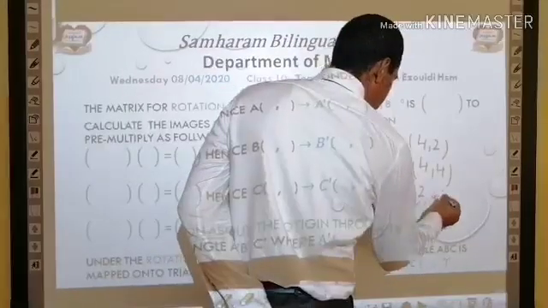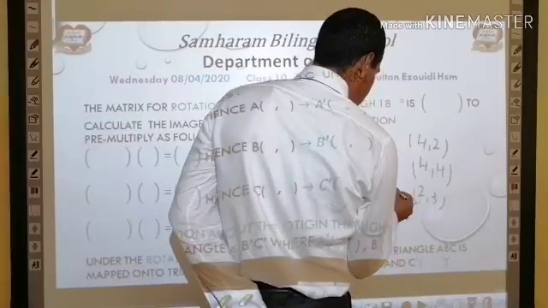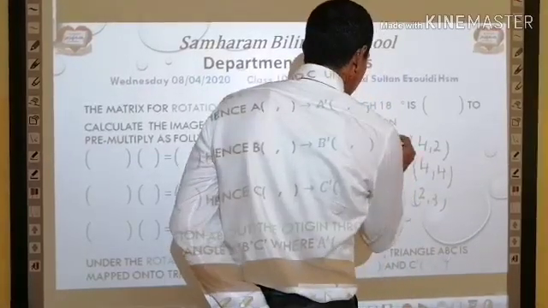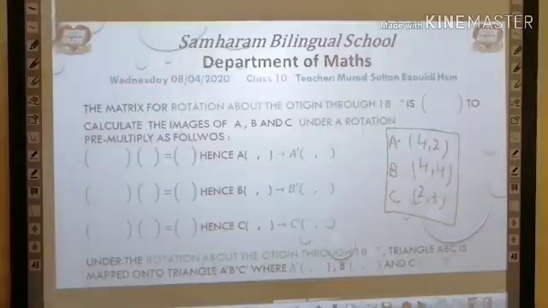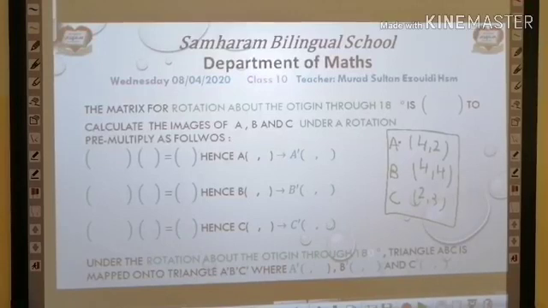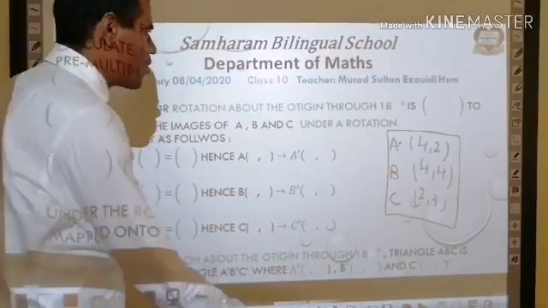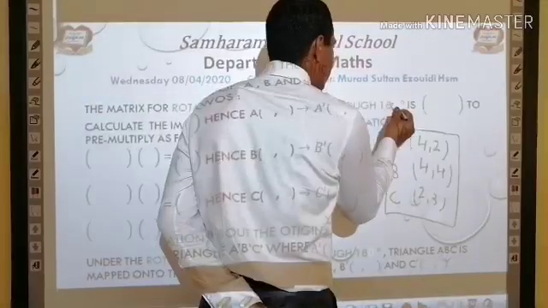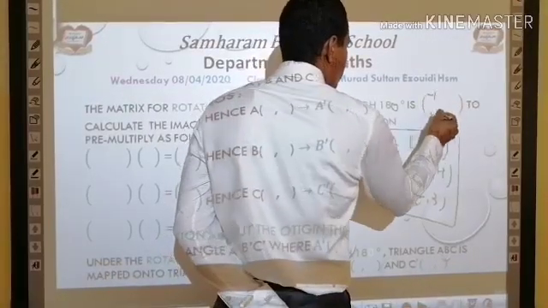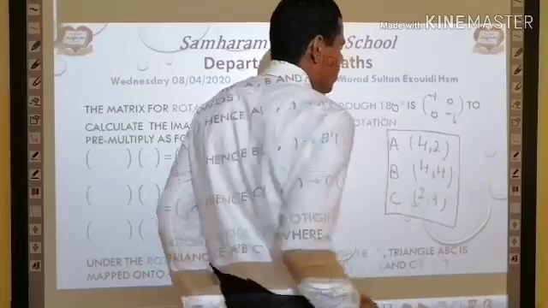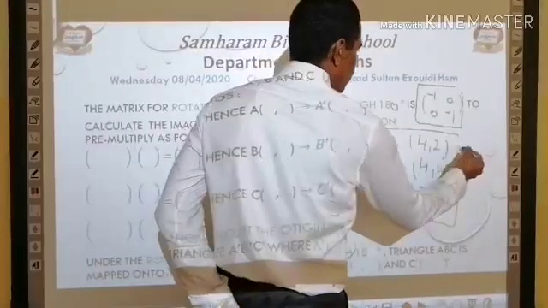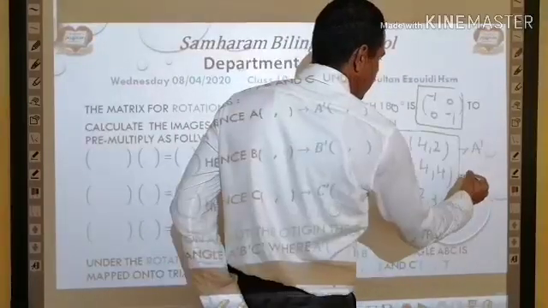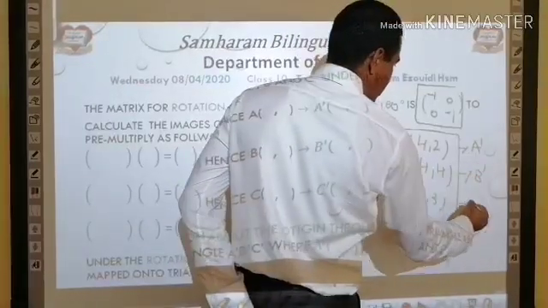We have 3 points: C, B, and A. We will try to transform these points. What do we do exactly? The matrix for rotation about the origin through 180 degrees is what, my kids? It is minus 1, 0, 0, minus 1. Just multiply this by the coordinates of this point to find A prime, and then to find B prime and C prime.